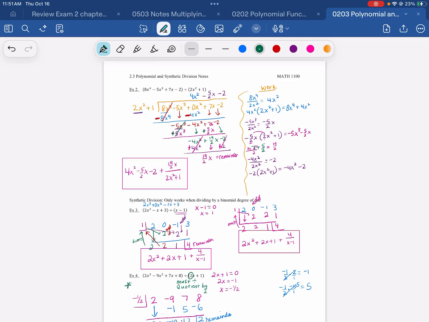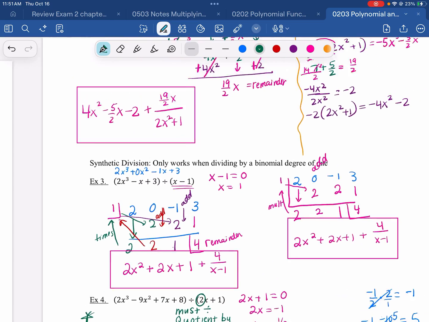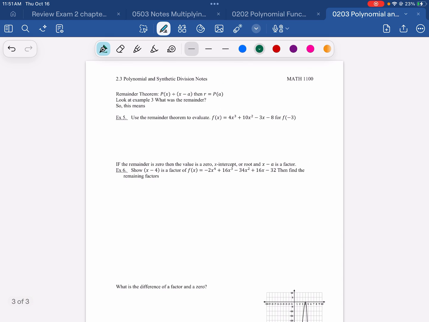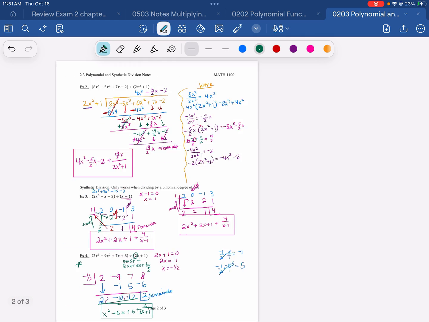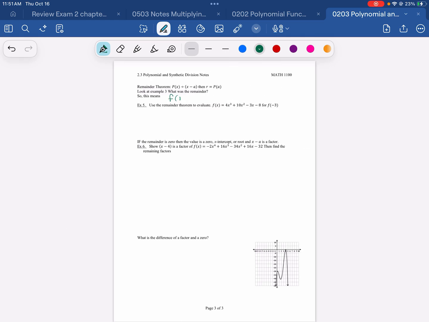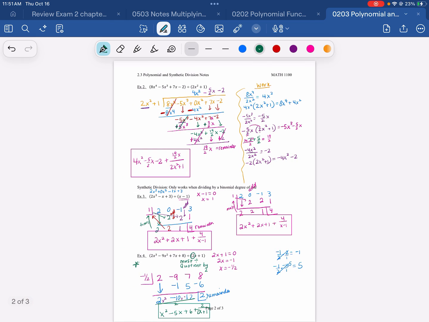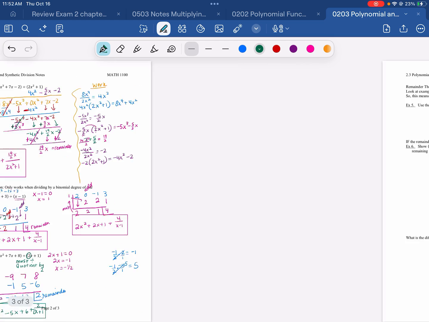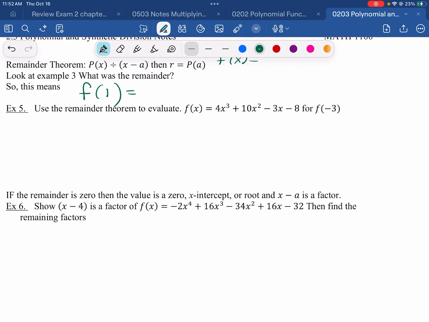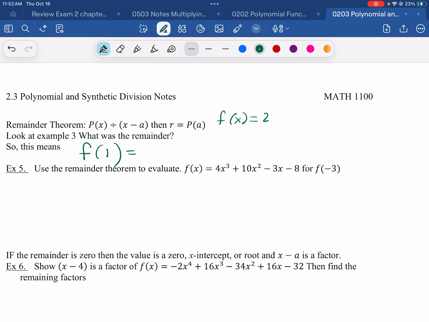It means that if I did, on example 3, I have the x minus 1. If I did f of 1, is it an f or is it a p? What do I have for my functions? I don't have anything, so I'm just going to call it f. If I plug 1 into my function, so if I said f of x equals, what's my function? On example 3, 2x cubed minus x plus 3.